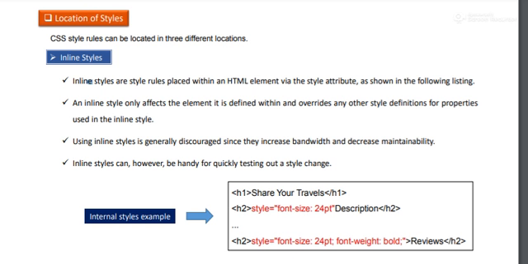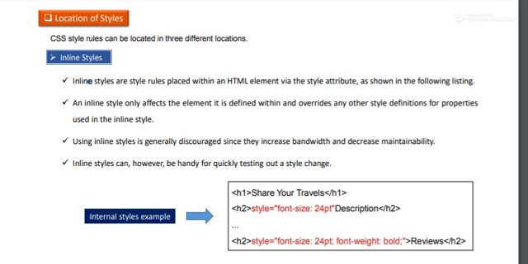So next we see where to place this CSS. Now we understand what CSS is, so we see where to place this CSS in HTML. That concept is the location of styles. Location of styles means where we are going to place this CSS. In three different ways we can apply CSS to HTML.